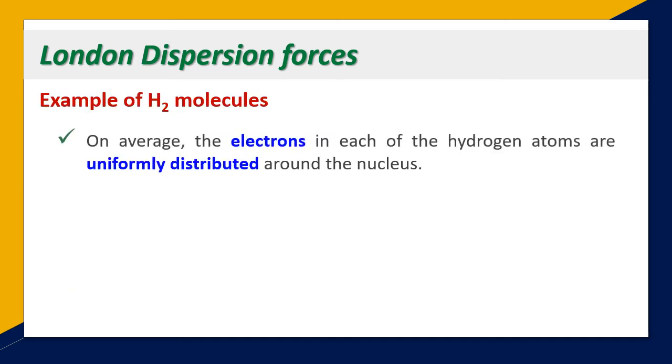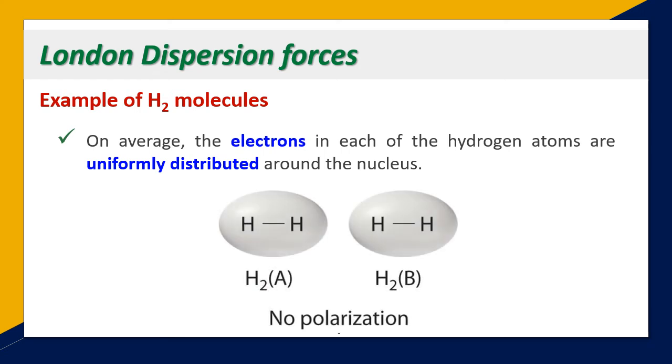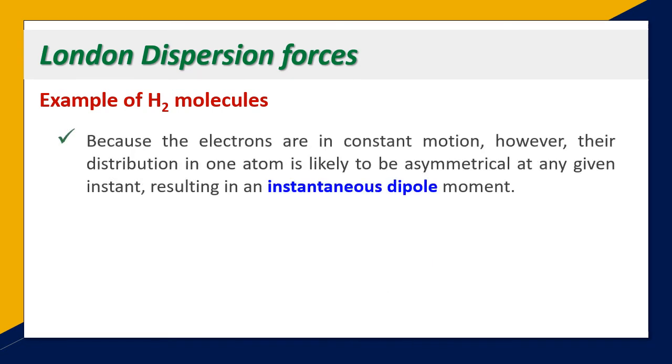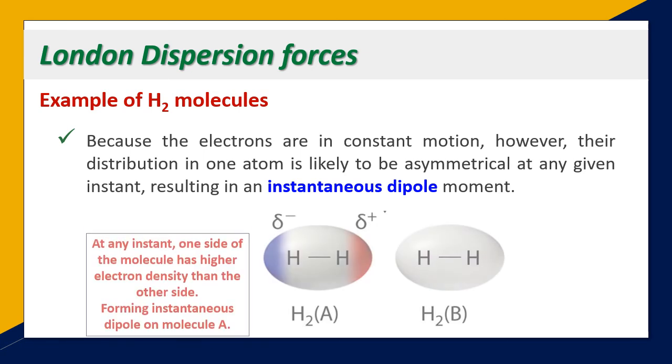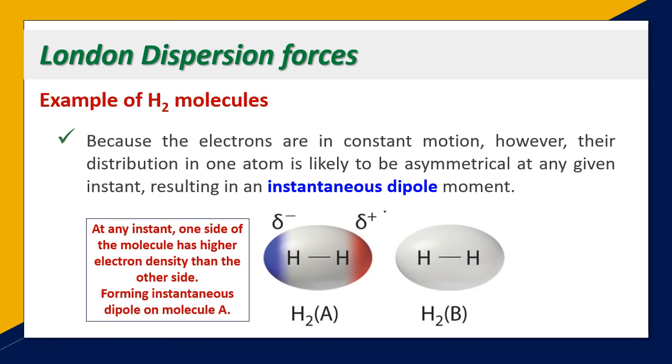For example, in hydrogen molecules, on average, the electrons in each of the hydrogen atoms are uniformly distributed around the nucleus. Because the electrons are in constant motion, however, their distribution in one atom is likely to be asymmetrical at any given instant, resulting in an instantaneous dipole moment. At any instant, one side of the molecule has a higher electron density than the other side, forming an instantaneous dipole in molecule A.